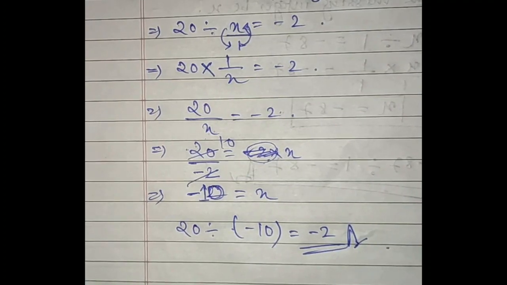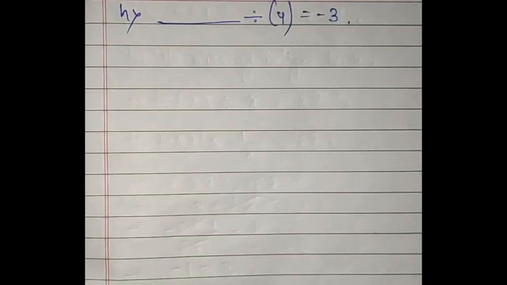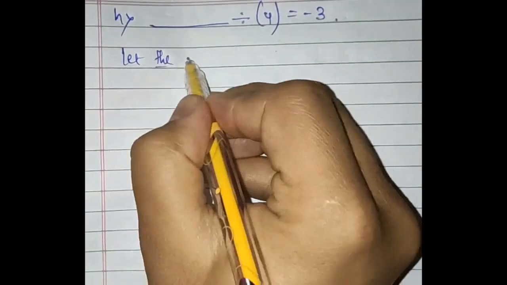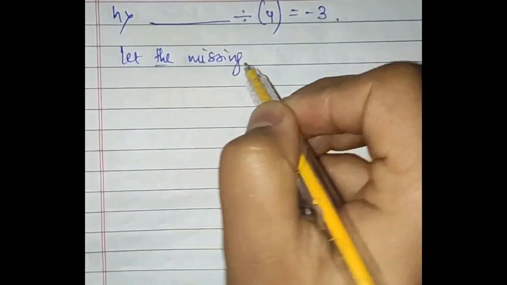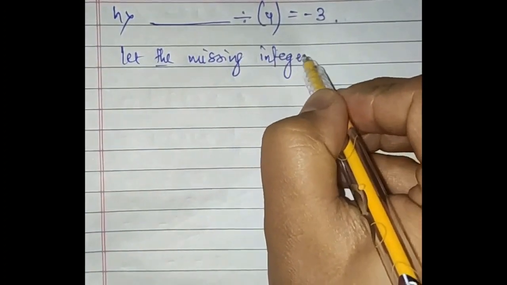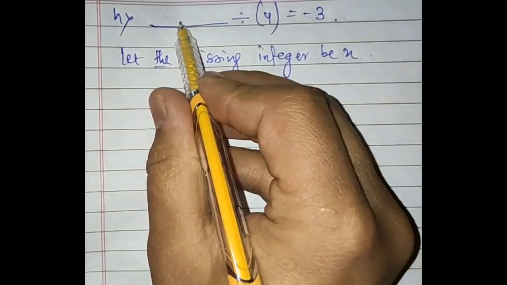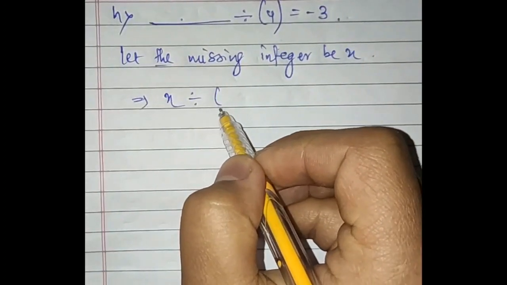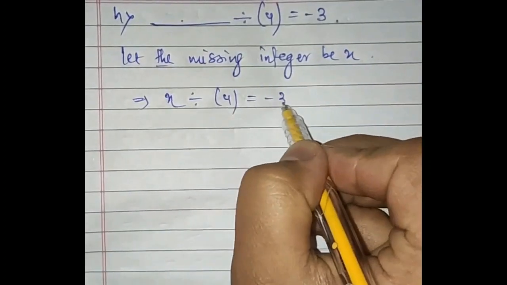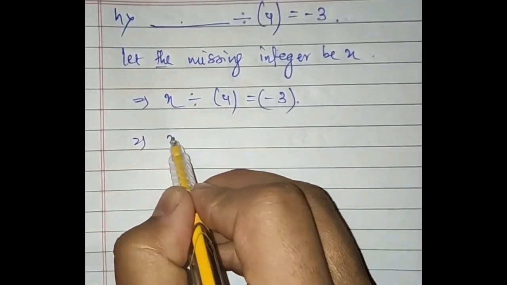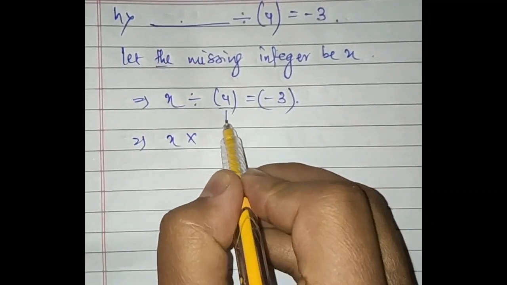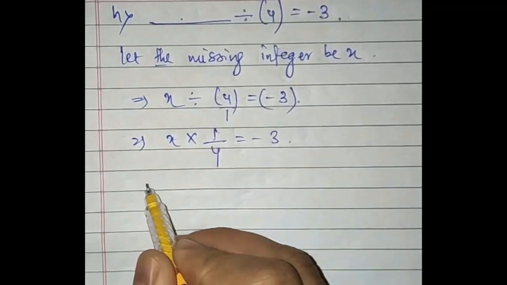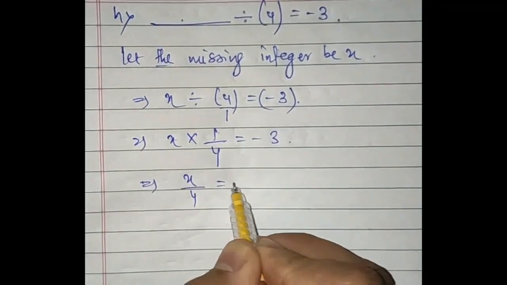Let us proceed to the next one. We have number H. So here is the question. What we are going to do? Let the missing integer be x. So in place of the blank we are going to put x divided by 4, alright. So x divided by 4 is equal to minus 3. So x into 4 by 1, we can write 1 by 4, is equal to minus 3. So x into 1 is x by 4 is equal to minus 3.